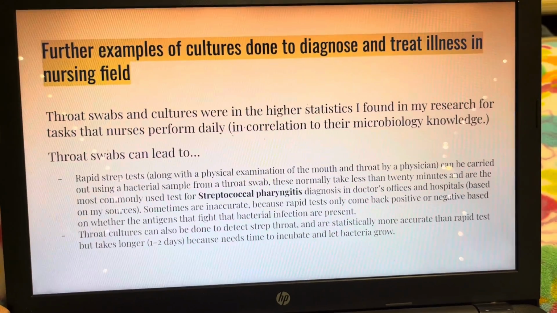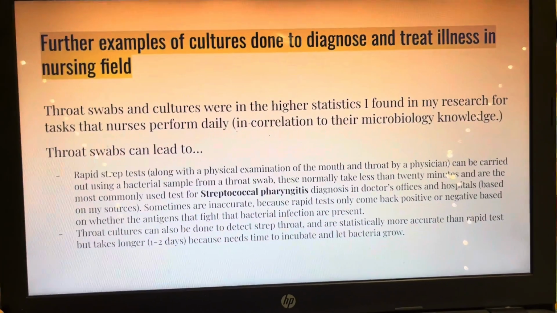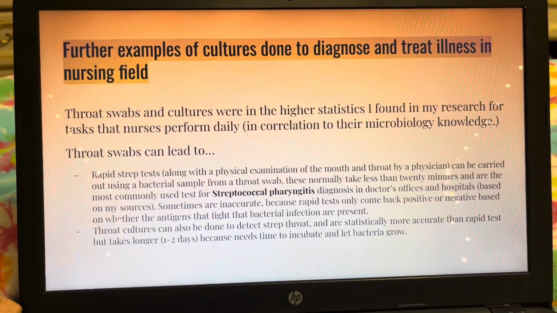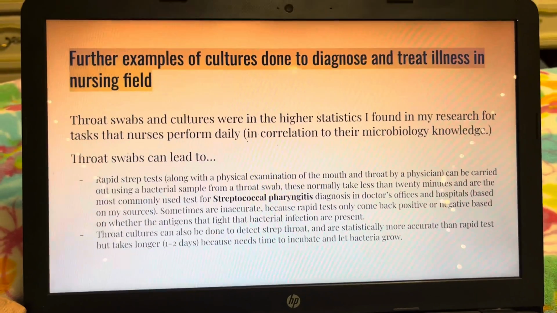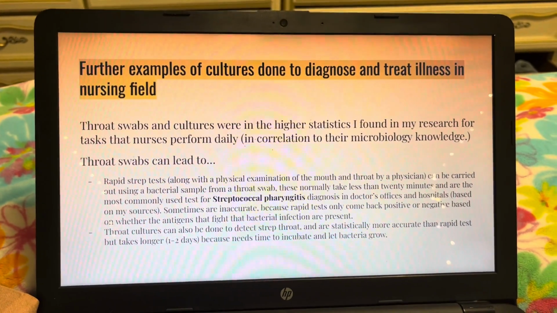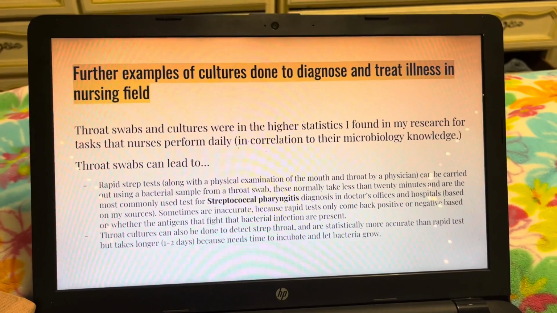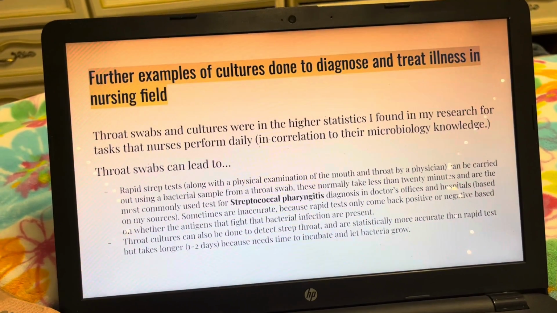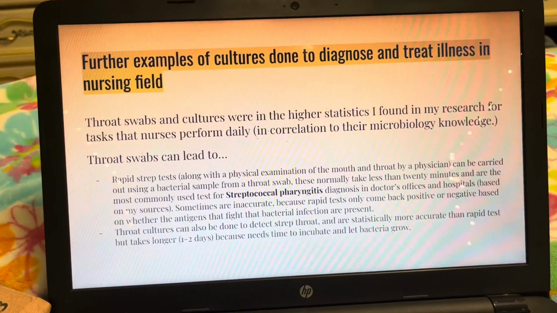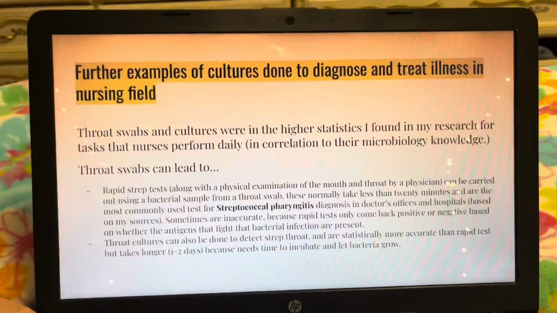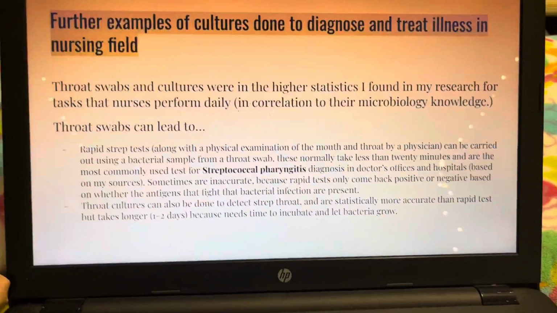Throat swabs and cultures were in the higher statistics compared to the lower ones, like gram staining and all that stuff. That's not normally being done in a lab very often, but this was. And urine samples, as well as blood cultures, were the highest used ones, and those were the areas that they found the most infection in too. I found that interesting.